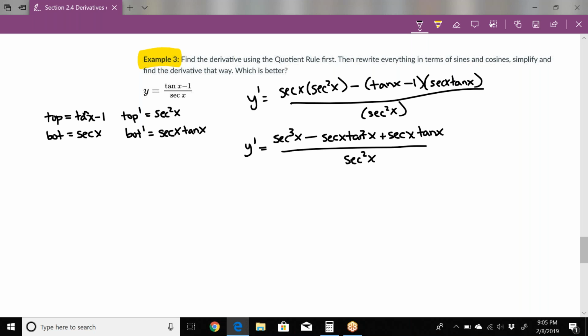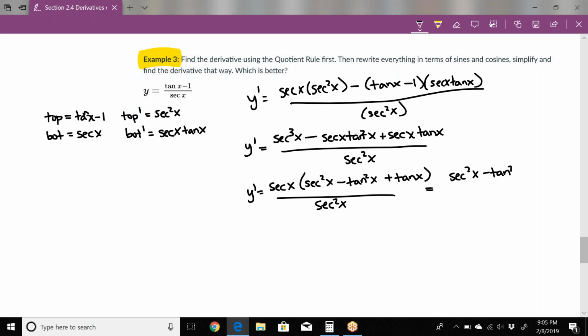Now what we'll note right away is that there is a secant on everything on top, so we can pull that out. And that leaves me with secant squared x minus tan squared x plus tan x, all over secant squared x. And we can reduce this, so that would be secant squared x minus tan squared x plus tan x over secant x. This looks oddly like a Pythagorean identity.